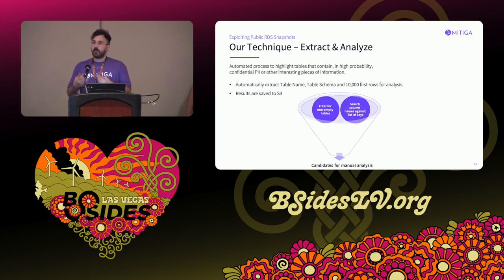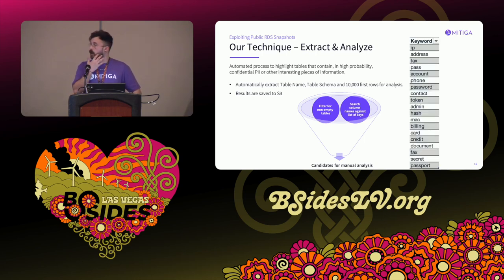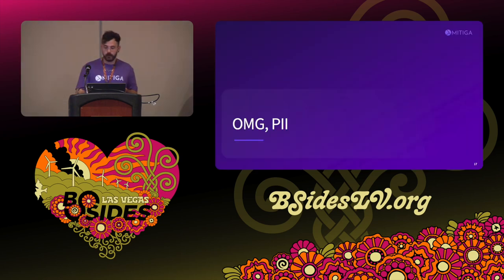Before we move on and select those candidates that we would like to manually analyze, we do another step to reduce the number of candidates. We filter for only the tables that are non-empty, which have at least some rows, and we search the column names of those tables against a list of indicative keys. This is an example of what keys we were looking for. So these are PII-related keys. It includes password, phone, account, IP address, document, secret, and so on. Now we are going to show you some cool examples that we found in the wild.